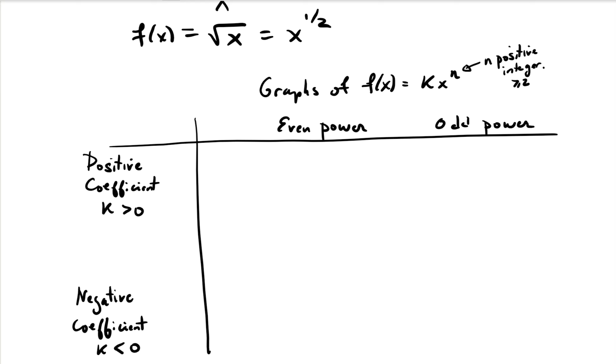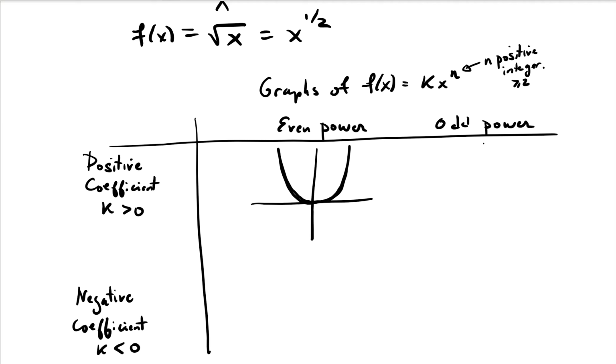So to summarize, this is maybe a table you want to recopy in your notes. So if we're looking at the graph of f of x equals kx to the n, here we're going to look at positive integers greater than or equal to 2. If we've got an even power with a positive coefficient k, the graph is going to have this V shape that I was talking about. As you increase the value of n, it's going to get flatter and flatter near the origin.